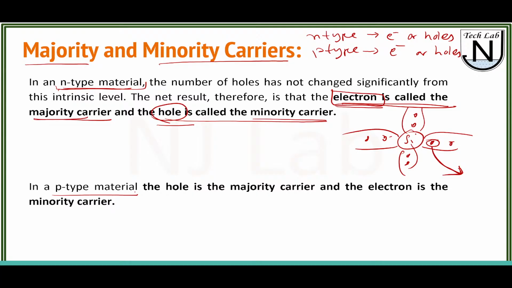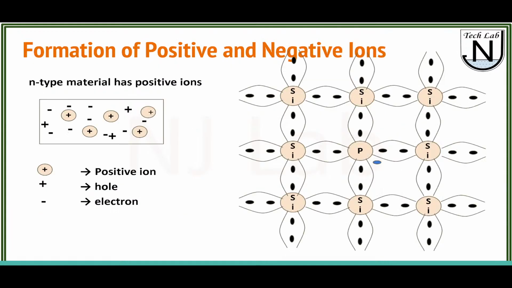In the p type, due to the presence of the impurity, we created the holes, right? Whereas in intrinsic, we have an equal number of electrons and holes. But by adding the impurity, the number of holes has increased. So in p type, we have more holes and fewer electrons. It means the current in p type will be mainly due to the holes. So holes will be the majority carrier, whereas electrons will be the minority carrier. Very negligible current will be there due to electrons in p type, right?